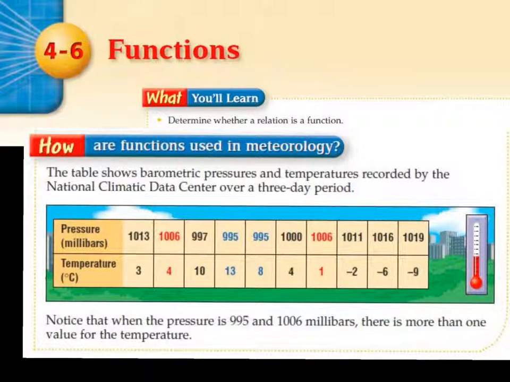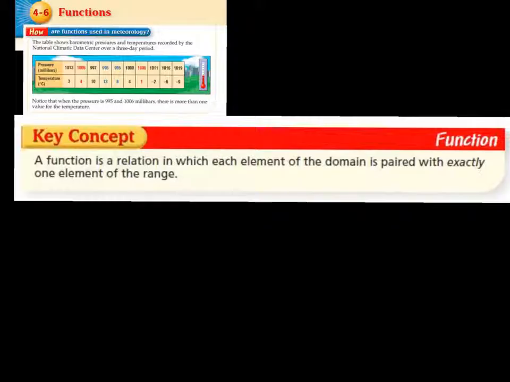The table shows barometric pressures and temperatures recorded by the National Climatic Data Center over a 3-day period. Notice that when the pressure is 995 and 1006 millibars, there is more than one value for the temperature. That means it's not a function.